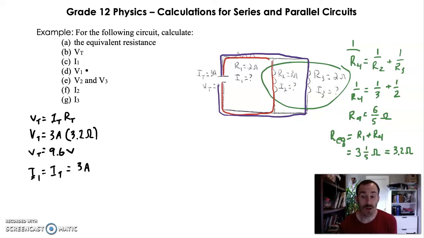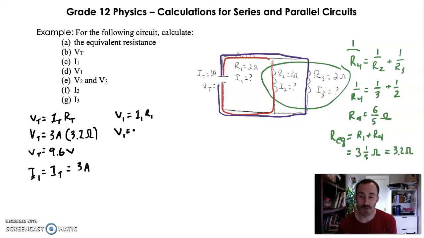Now at that point, we can also figure out the voltage drop for that resistor, because when you have two pieces of information, you can use Ohm's law, V equals IR, to figure out the third piece. And so we're going to move right over here. V1 is equal to I1 times R1.